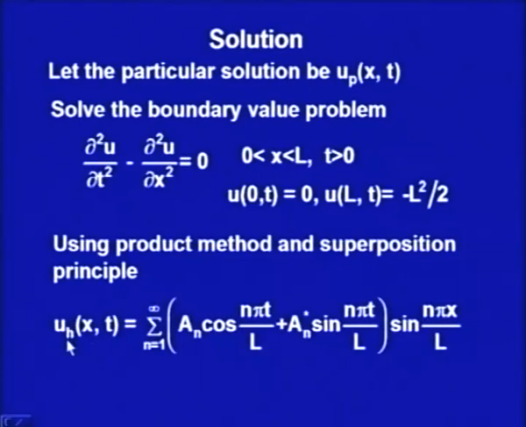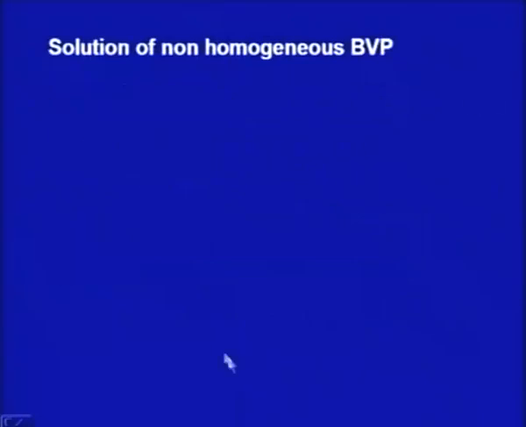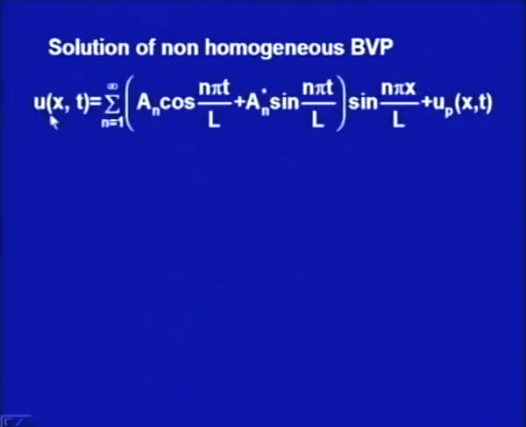If you do remember, we call this solution the homogeneous one, u_h(x,t), which we got as the summation, n running from 1 to infinity, of (a_n cos(nπt/l) + a_n* sin(nπt/l)) sin(nπx/l). Now if I use u_p(x,t) as the particular solution of our non-homogeneous equation, then the solution of the non-homogeneous boundary value problem would be u(x,t) = the summation, n from 1 to infinity, of (a_n cos(nπt/l) + a_n* sin(nπt/l)) sin(nπx/l) + u_p(x,t). You do remember that there we also have c; here c is 1.